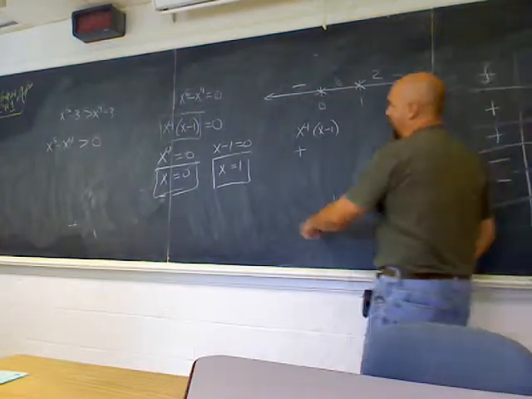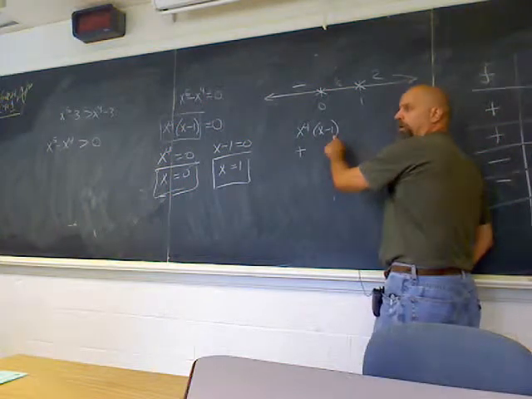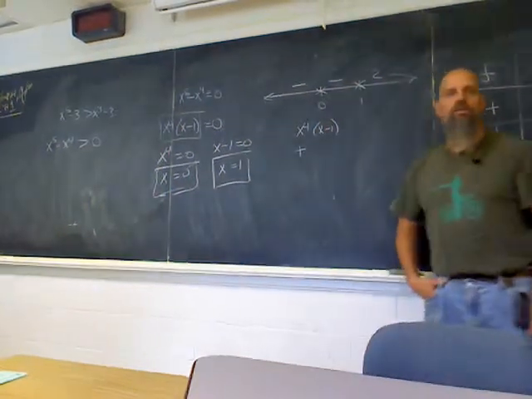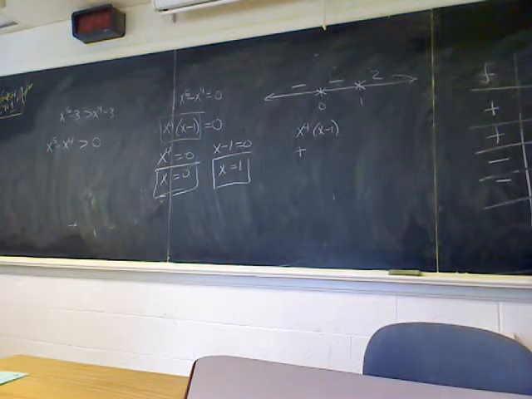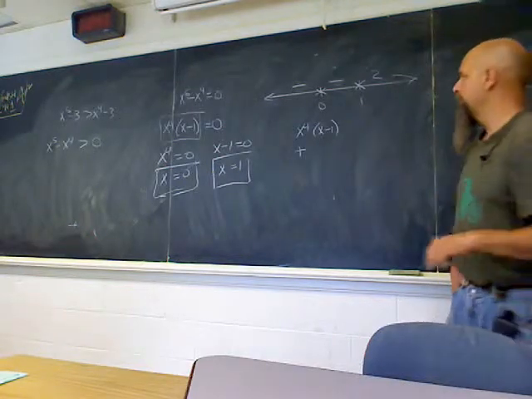Now I plug in a half. 1/2 to the 4th power is positive, 1/2 minus 1 is negative. Here's an example where it doesn't go negative, positive, negative, right? And I'll show you what special thing has happened.